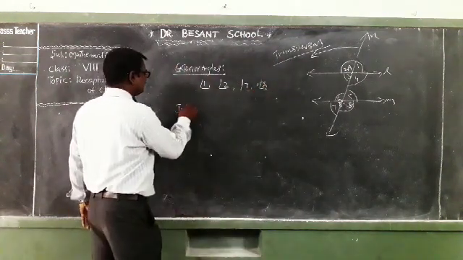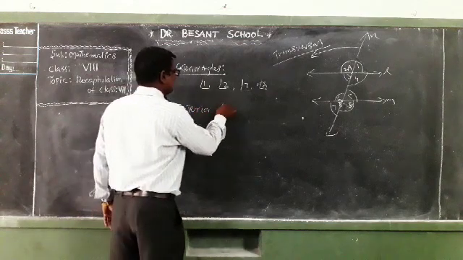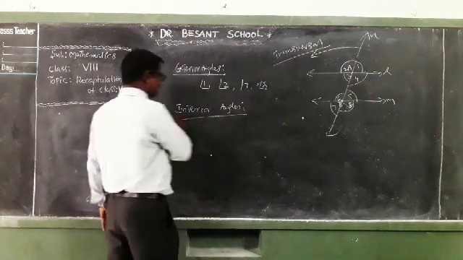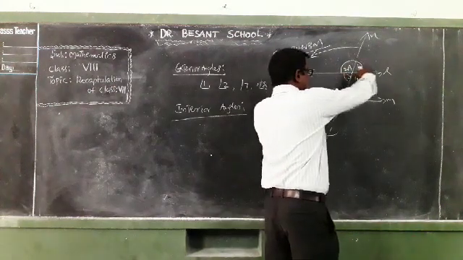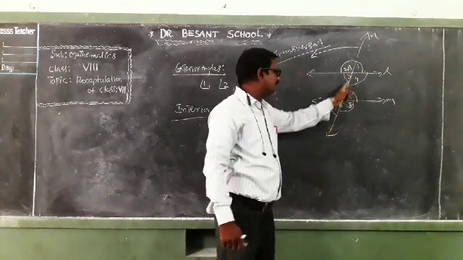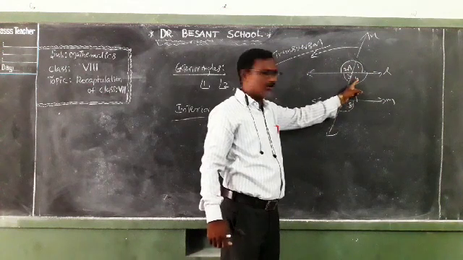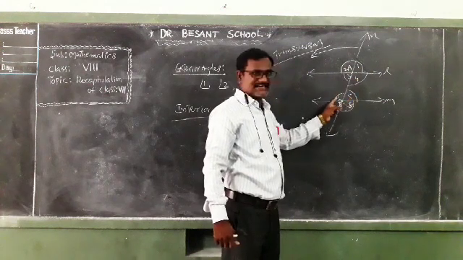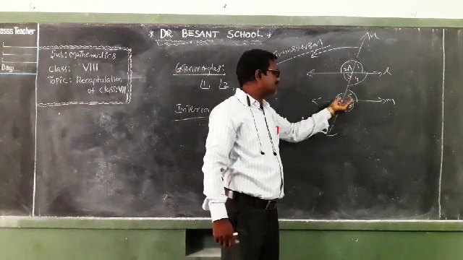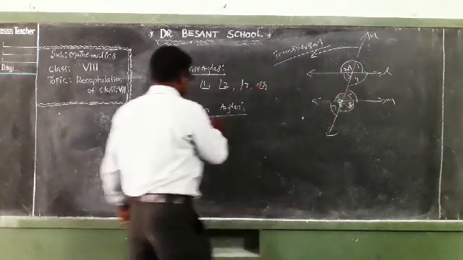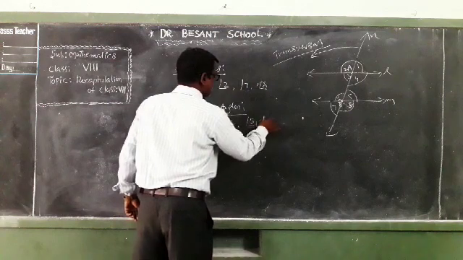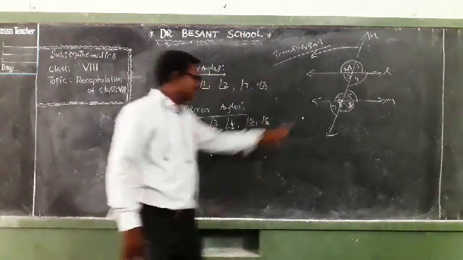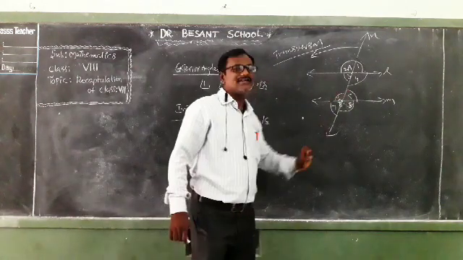And next is interior angles. Interior angles means angles which lie inside of the parallel lines. What are they? Angle 3, angle 4, angle 5, angle 6. These 4 angles lie inside of the parallel lines. So angles which lie inside of the parallel lines are said to be interior angles.